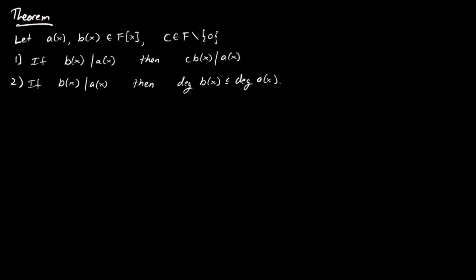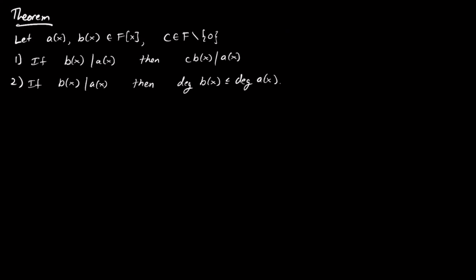Okay, we're ready to prove our first basic theorem. We'll start with two polynomials a(x) and b(x) in F[x], and a non-zero constant c. The first part of our theorem says that if b divides a, then c times b(x) divides a(x). The second part of our theorem says that if b(x) divides a(x), then the degree of b(x) is less than or equal to the degree of a(x).